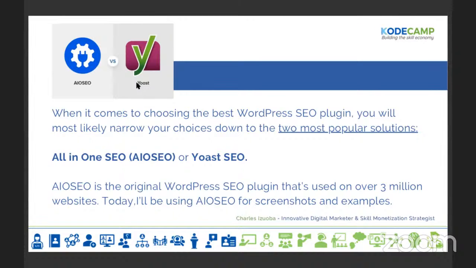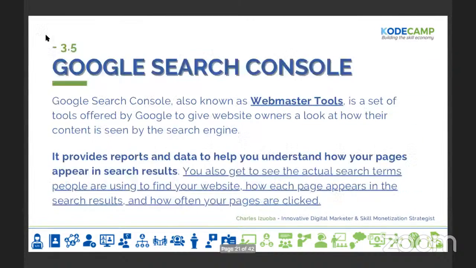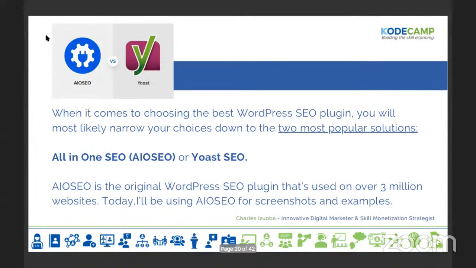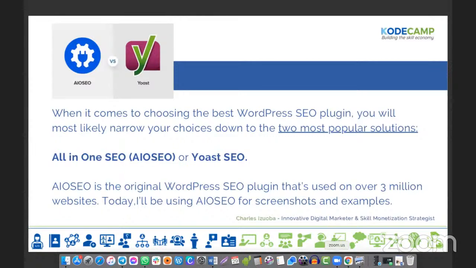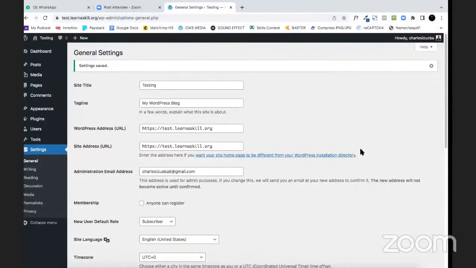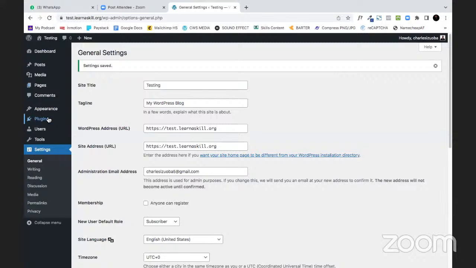All right, having said that, let's go to the website. Let me show you how to install it. When we come over to the website, we have this section here for plugins. We have installed plugins, which is for you to see the plugins that are already installed on your website. We have add new, so we are going to add a new plugin to the website. So all you will do now is click on add new.